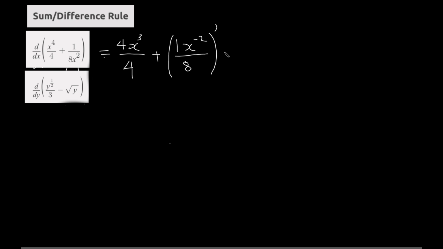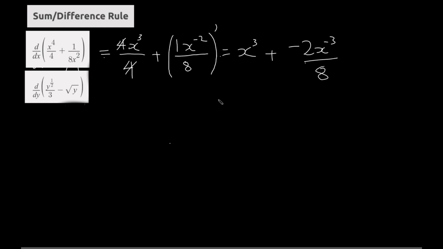Okay, so if we rewrite it, now we can differentiate this term. This we keep the same. We can even simplify it, so these can cancel out. So we're left with x to the power of 3 plus, now we can differentiate this term. We're going to have negative 2x to the power of negative 3 over 8. Okay, so now we've differentiated both terms and we can simplify.